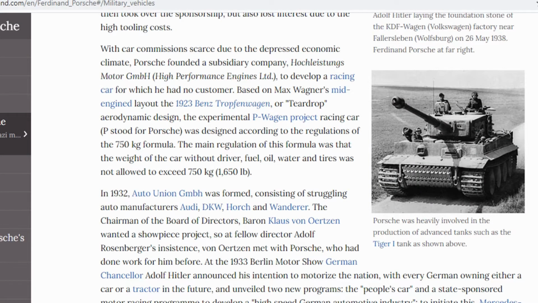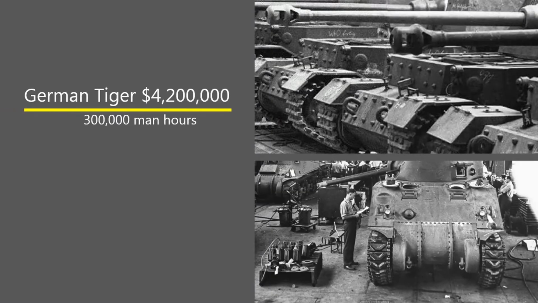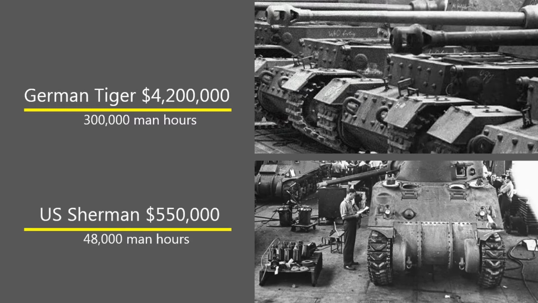The Germans built advanced weaponry. The Tiger tank was designed by Ferdinand Porsche. However, many of these weapons were costly to maintain. Each Tiger II tank produced needed 300,000 man-hours to manufacture and cost approximately $4.2 million in today's money. The United States, meanwhile, produced Sherman tanks. They were no match against the German tanks, but it only cost a modest $550,000 in today's money and required only 48,000 man-hours to build.